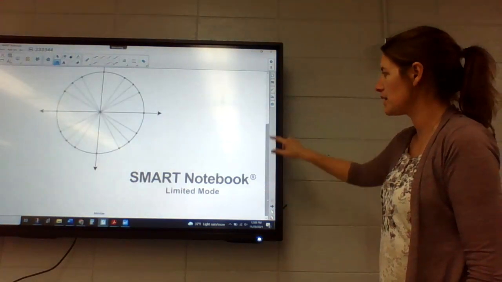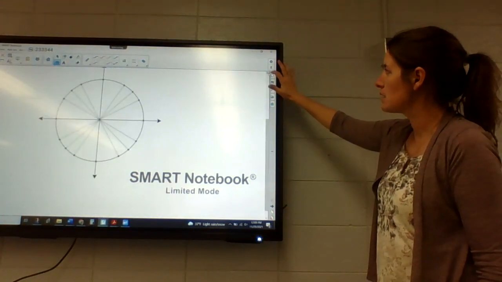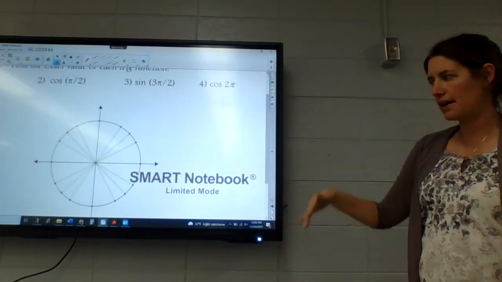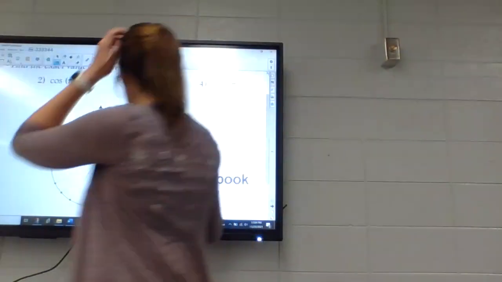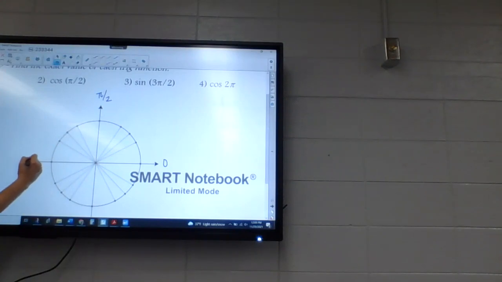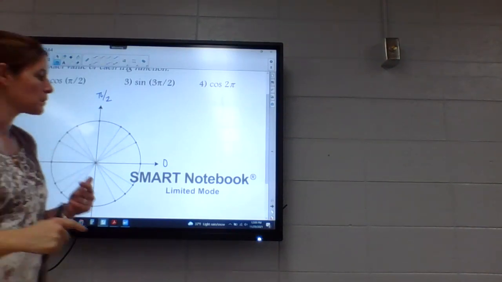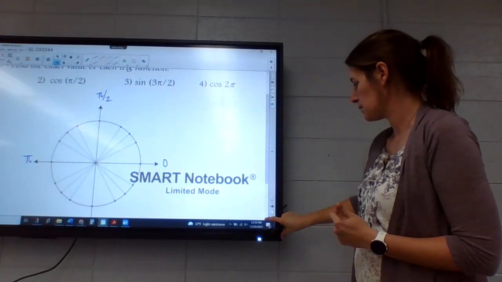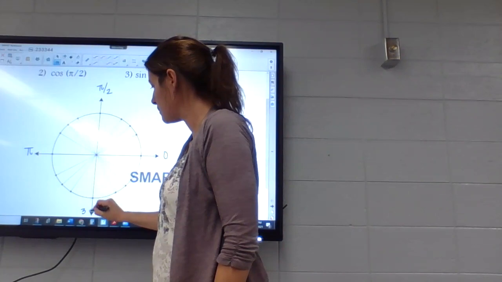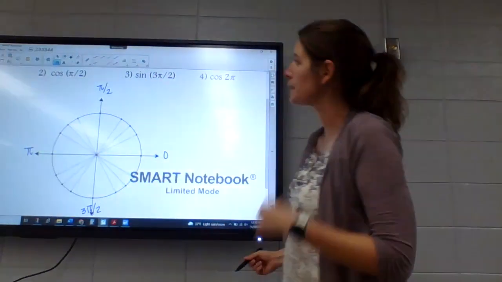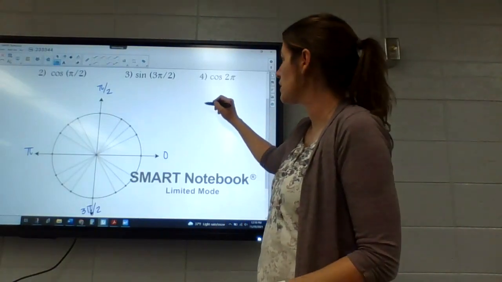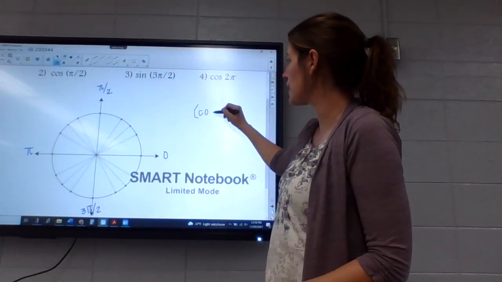Just a reminder with radians, it still starts with a 0, but then remember it's pi over 2, pi, and so on for each of the axes. And if you still need a little bit of a reminder, remember the coordinates go cosine comma sine.